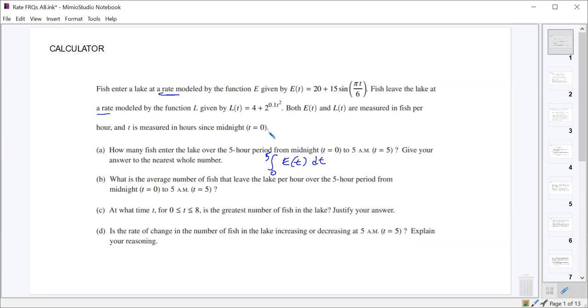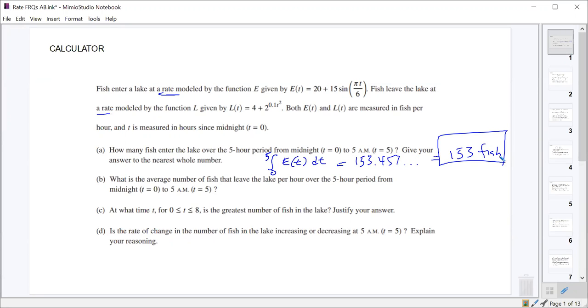Write the integral 0 to 5 of E of t dt, and then write the answer, which is apparently 153 point something 45. And they say to give it to the nearest whole number, because we don't have 0.45 of a fish. So we will say 153 fish. Does that make sense to everybody?